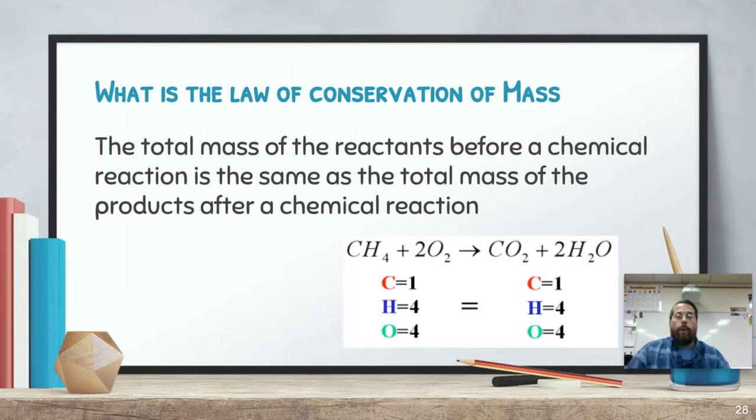So if I'm burning methane and I get carbon dioxide and water vapor, well, I have 1 carbon on the left, 1 carbon on the right, 4 hydrogen on the left, 4 hydrogen on the right, 4 oxygen on the left, 4 oxygen on the right. It is balanced. Every atom on the left is accounted for on the right. That means I have a balanced equation, which means I didn't lose any atoms, which is good because I cannot lose any atoms. Can't gain any either.